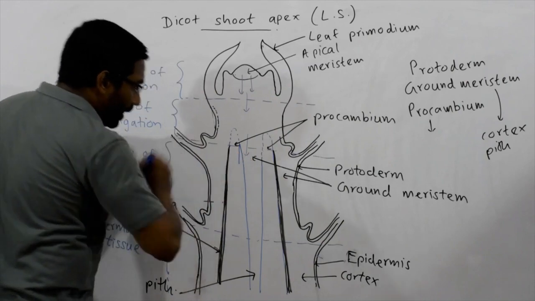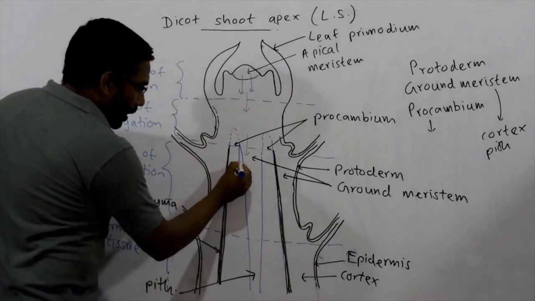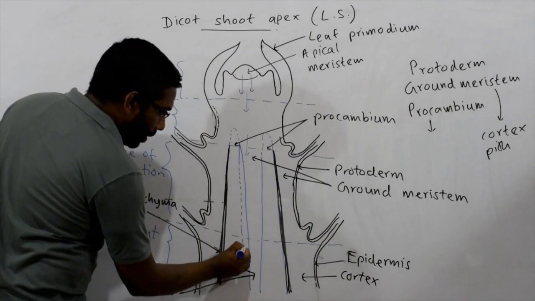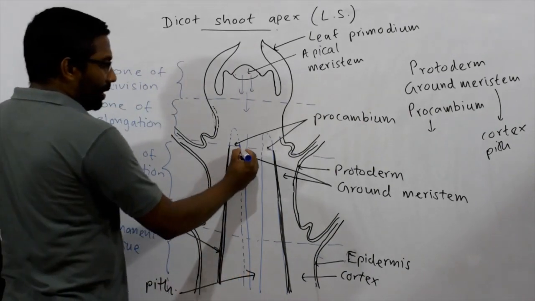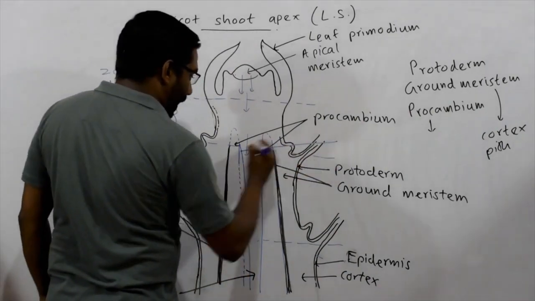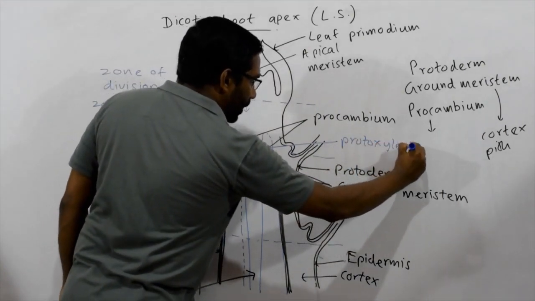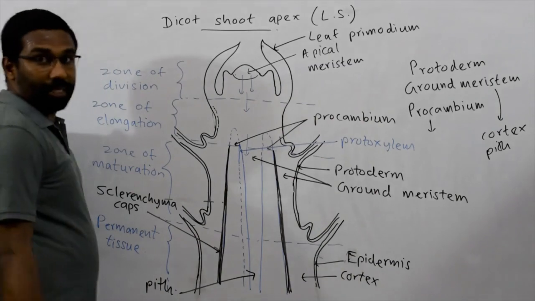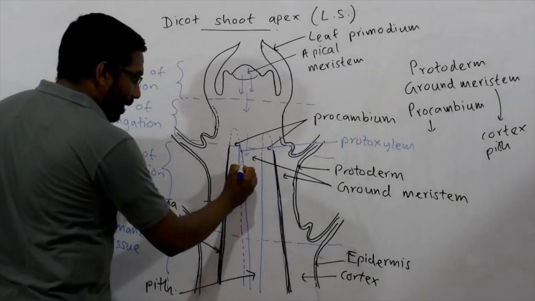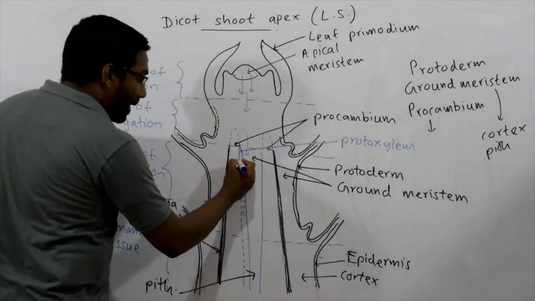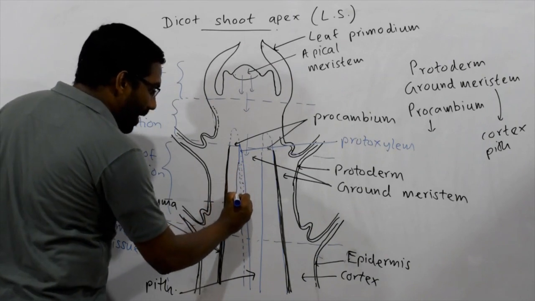Imagine this is the differentiation of the primary xylem. Here at the beginning, protoxylem is differentiated. This is protoxylem. It differentiates first. It is continuously present downwards like this. Then later to the protoxylem, metaxylem is differentiated medially.